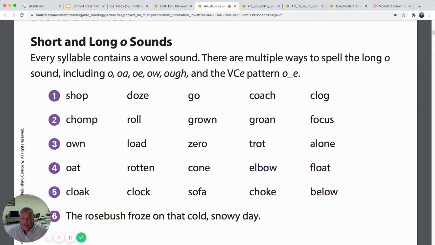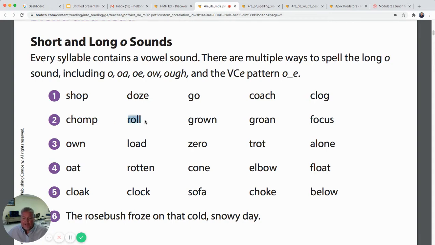One says shop. Well, I hear ah. That's the short O sound, isn't it? So that's a short O sound. Doze. Oh, I hear an O. So we've got O consonant E. That's that pattern. Go. It's just an O, but I hear the long O sound, don't you? It's just spelled with the O. Coach. I hear the O again with an OA pattern this time. Clog, we looked at that. That's short O. Chomp. I hear ah. That's short O.